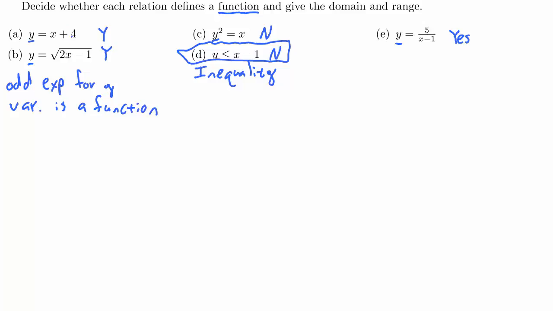A should be obvious that it's a function because it's just a line, and all lines are functions, except for vertical lines. B, well, this is y equals the square root of 2x minus 1. C is y squared equals x, and E is y equals 5 divided by x minus 1. That's B, C, and E. Here's the reason B and E are functions and C is not, besides the even exponent for C.